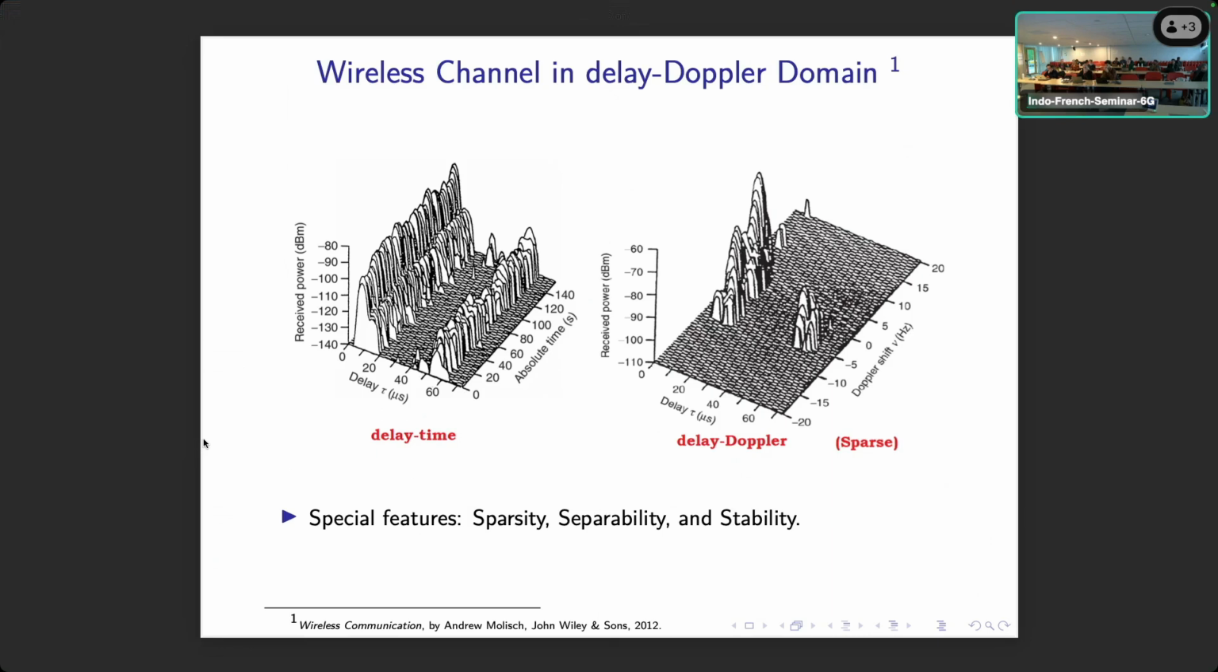So what is new in orthogonal time frequency space modulation? The new thing is that we insert the information symbols in the delay Doppler domain. Unlike in OFDM, where we put the information in the frequency domain, in OTFS we put the information symbols in the delay Doppler domain.